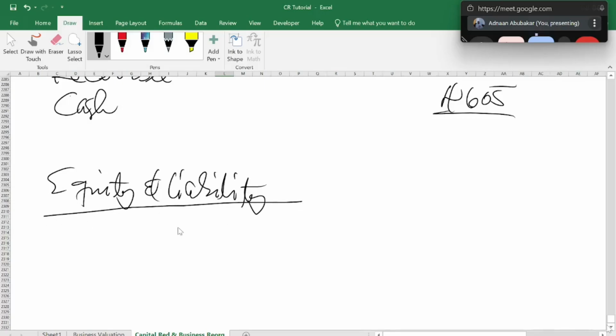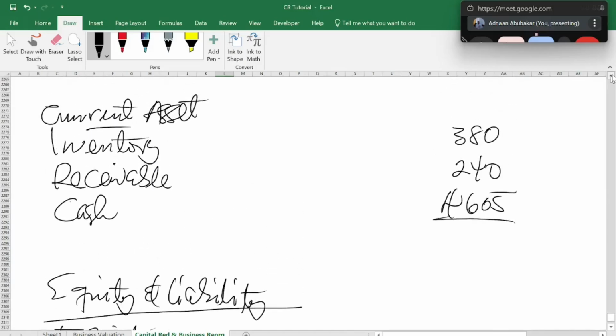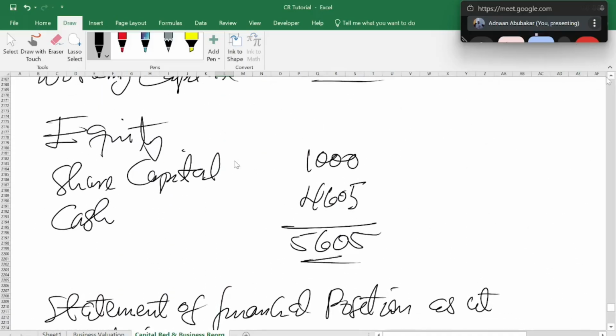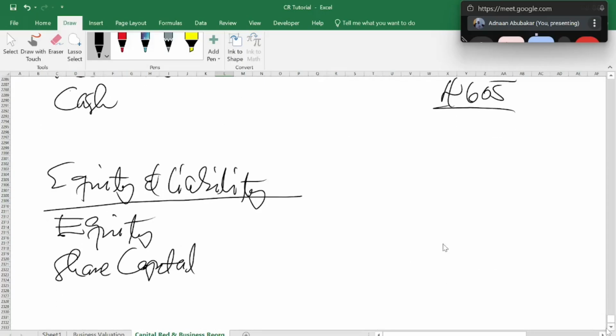When we come to equity and liability, we have equity. So under the equity, we have share capital. Share capital, remember, is 1000 plus the working capital. You understand? So you see, in accounting, whenever cash comes, there's a corresponding entry to what? To equity. Do you understand? So here, what do you have? When you add it, 5605. Good. So 5605.